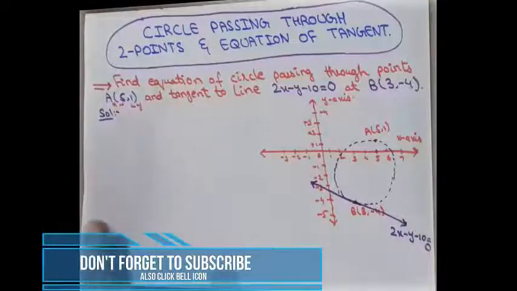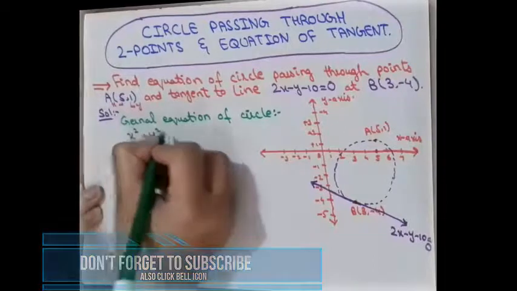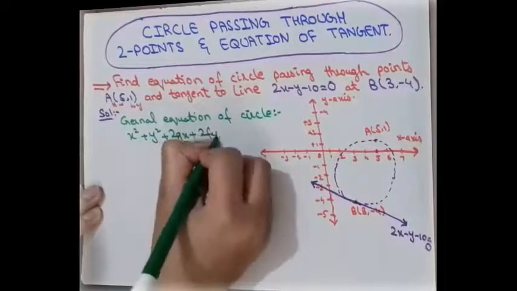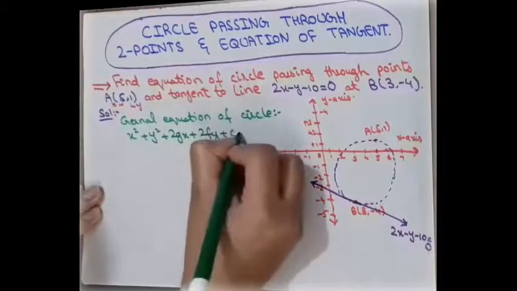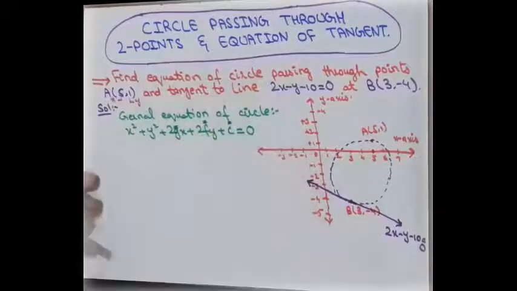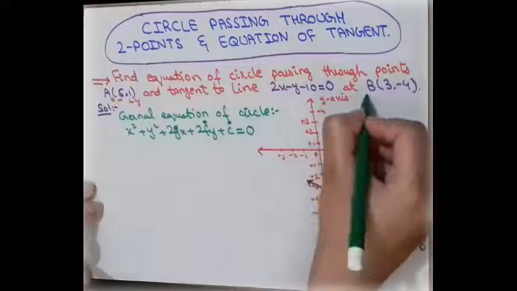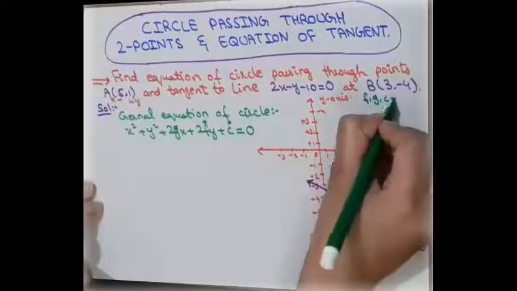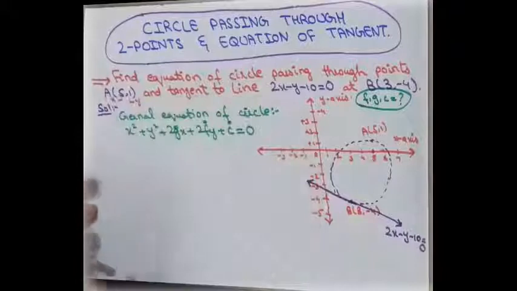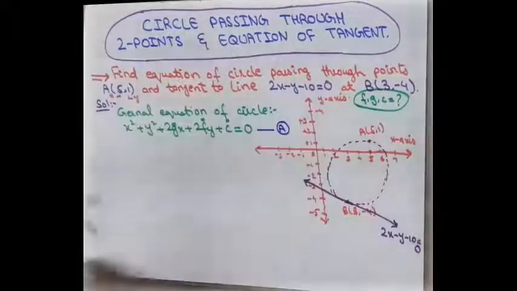So we basically use the general equation of a circle: x square plus y square plus 2gx plus 2fy plus c equals 0, where g, f and c are constants, and we have to calculate the values of f, g and c. Then we have to find the equation of the circle for that condition, and we call this equation A because we use it further.